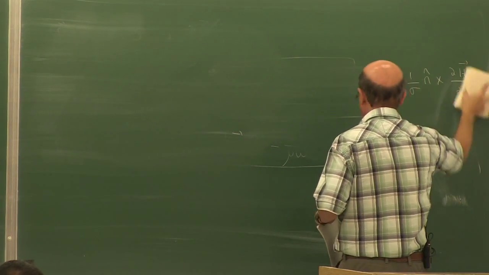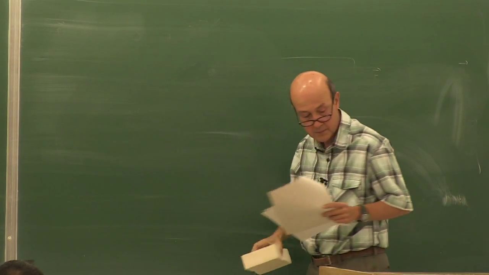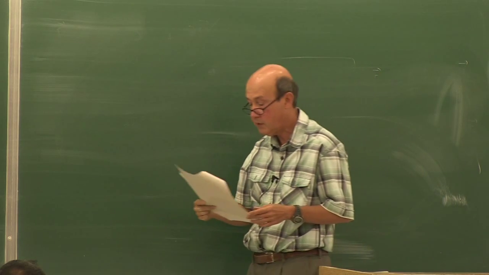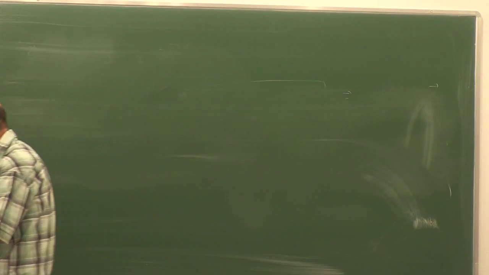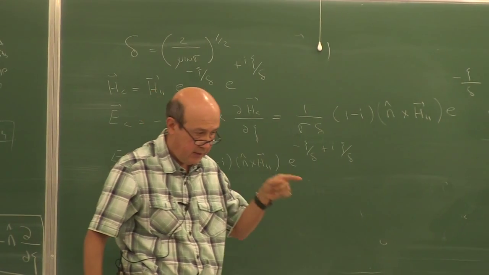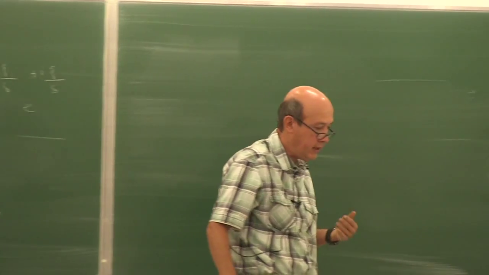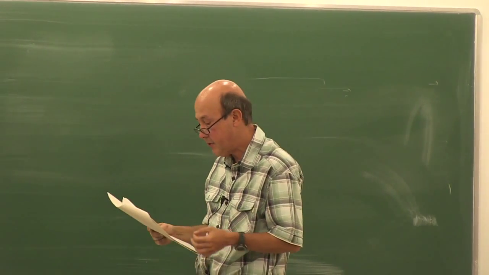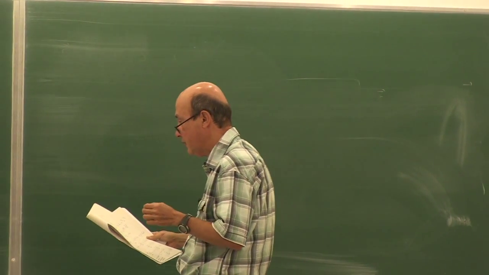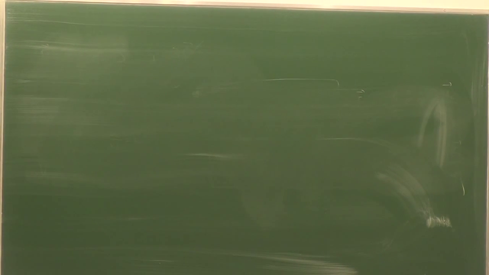We can calculate the power loss of the electromagnetic wave at the conductor. What we need is the Poynting vector, E cross H, energy per second per area. It's a vector, but we have the surface. We can calculate the energy loss per time at the surface of this conductor at psi equal to zero.